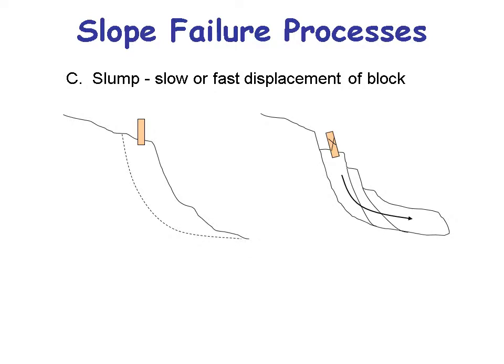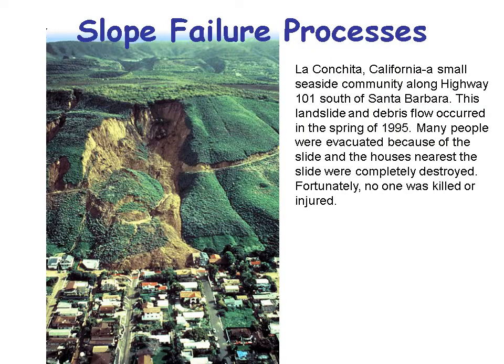Okay, slump is the slow or fast displacement of a block. And so here you have a piece of ground that's slumping down, and it can happen quickly or it can happen slowly. That slope failure we saw in Ch10, California was a good example of slump. In this case it happened fast, but it doesn't always happen fast.